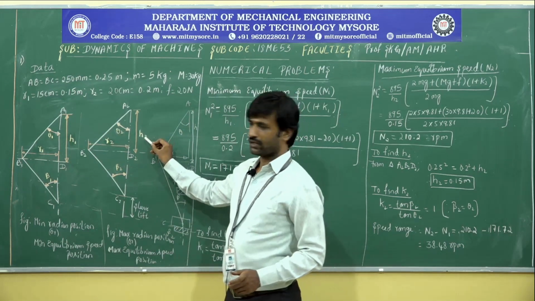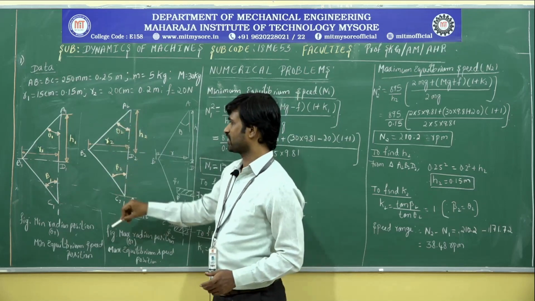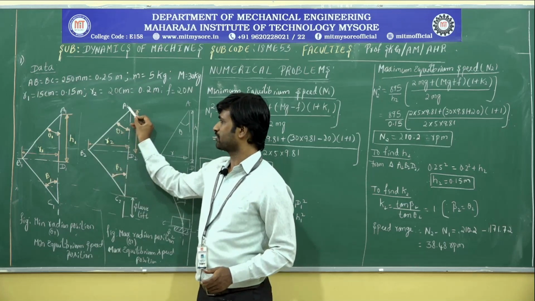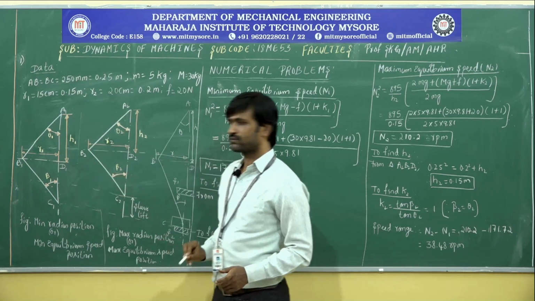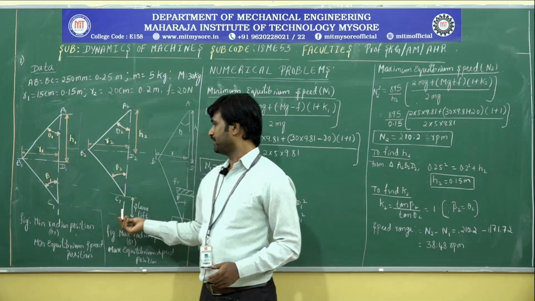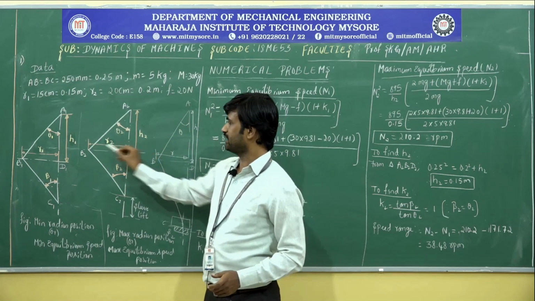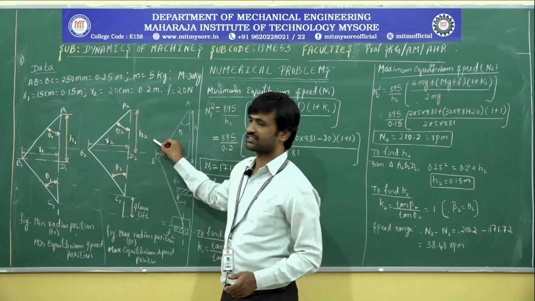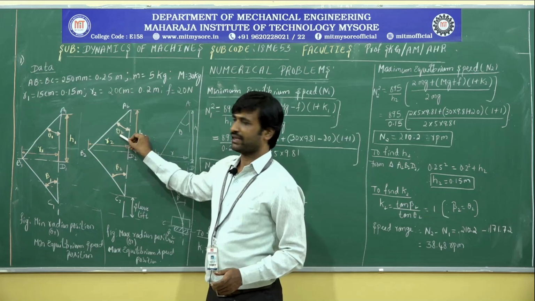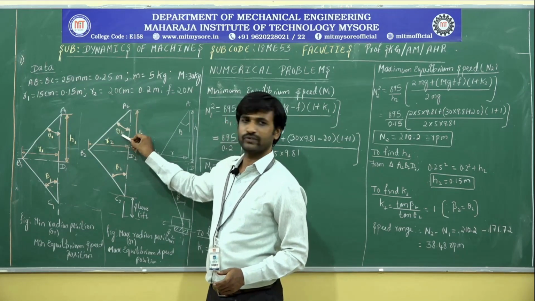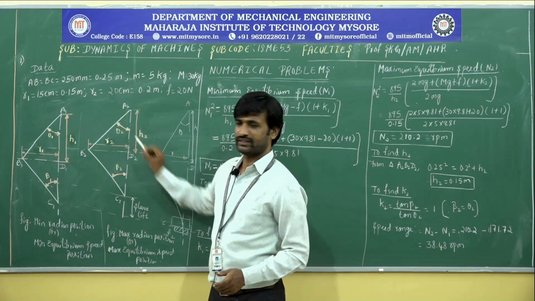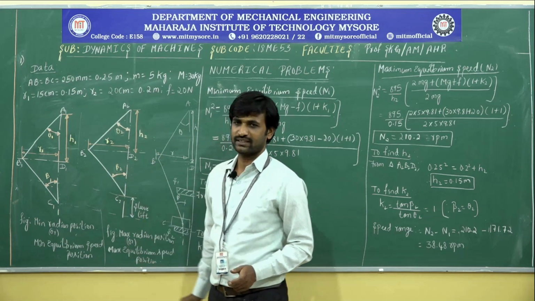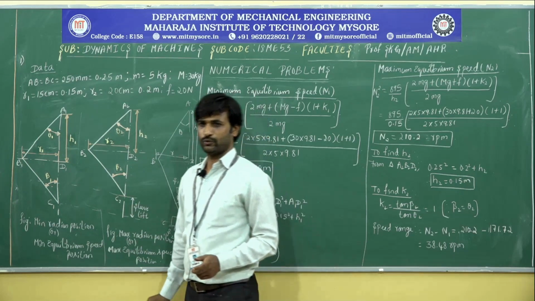Similarly, when the governor is at the maximum radius position, we have given the notations like this. The length of the upper arm is denoted by A2 B2, and the length of the lower arm is denoted by B2 C2, and the radius of rotation is denoted by R2, and the height of the governor is denoted by H2, and the angle of inclination of the upper arm with respect to the spindle axis is denoted by theta 2, and the angle of inclination of the lower arm with respect to the spindle axis is denoted by beta 2.